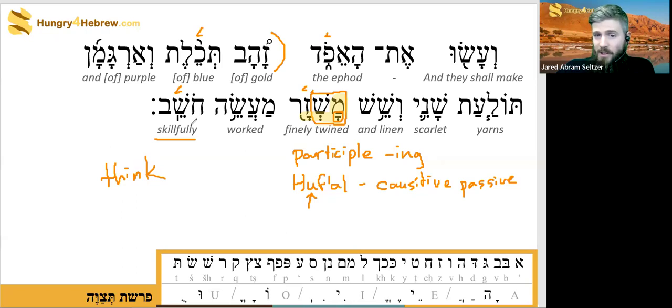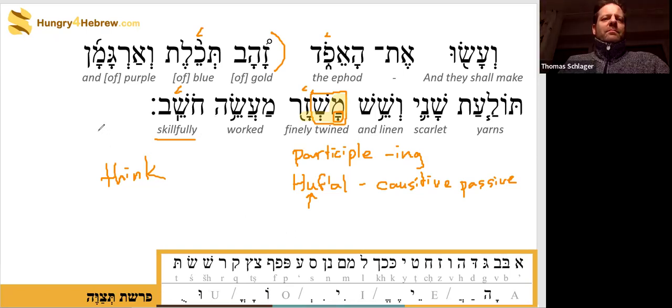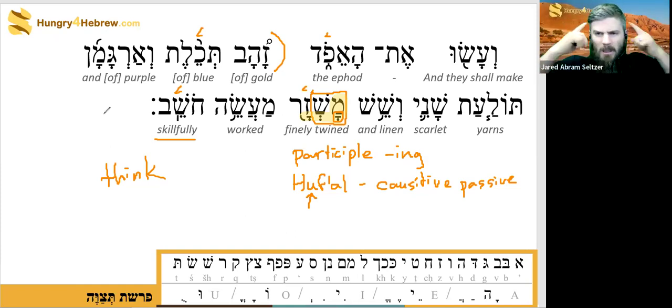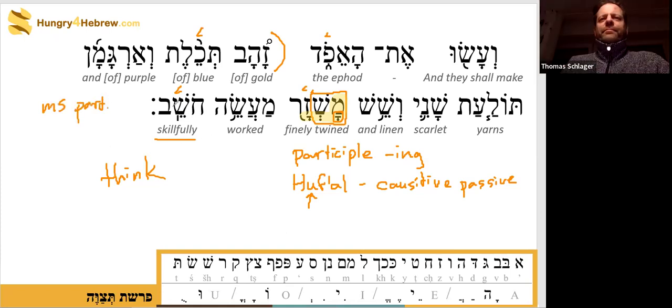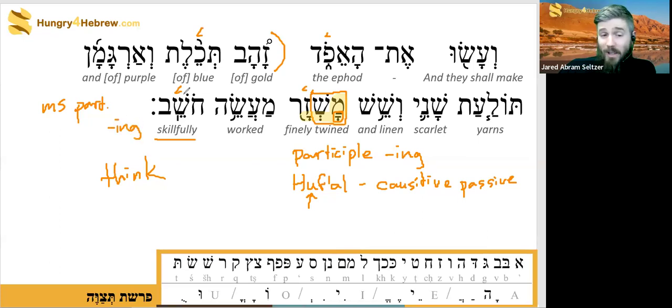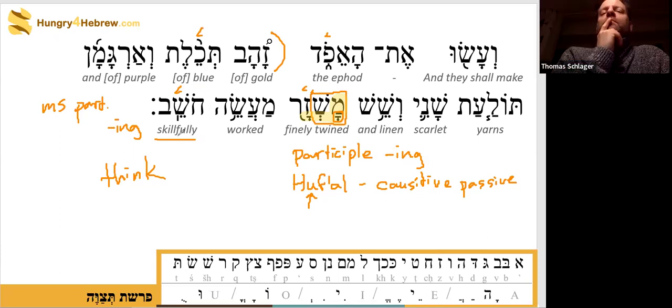This is also a participle. It does not have a mem at the front. Only five of the seven binyanim have a mem at the front. The kal binyan and the nifal do not. This is a kal binyan. This is a simple action. Well, chashav, I'm thinking, simple action. But the pattern tells us that it's a participle, a masculine singular participle. So how do we make an ing translation out of this? Well, a choshev is someone who is being skillful. So one who is doing something skillfully would be an artisan, a craftsman, someone who is being skillful.